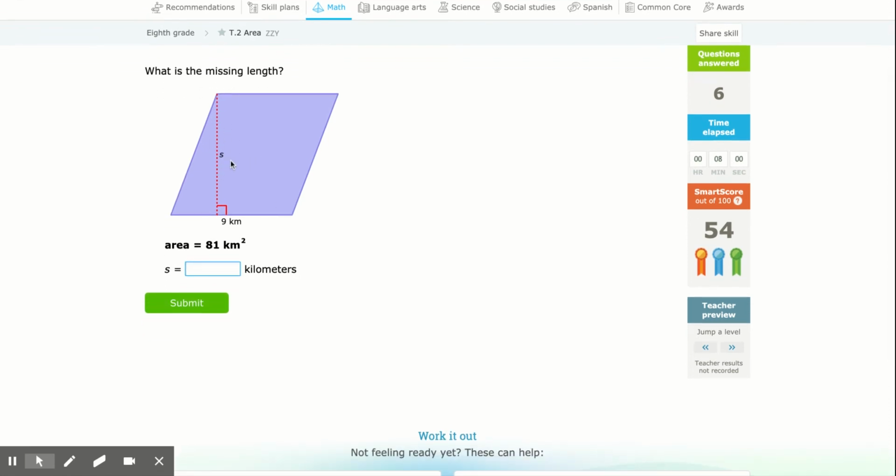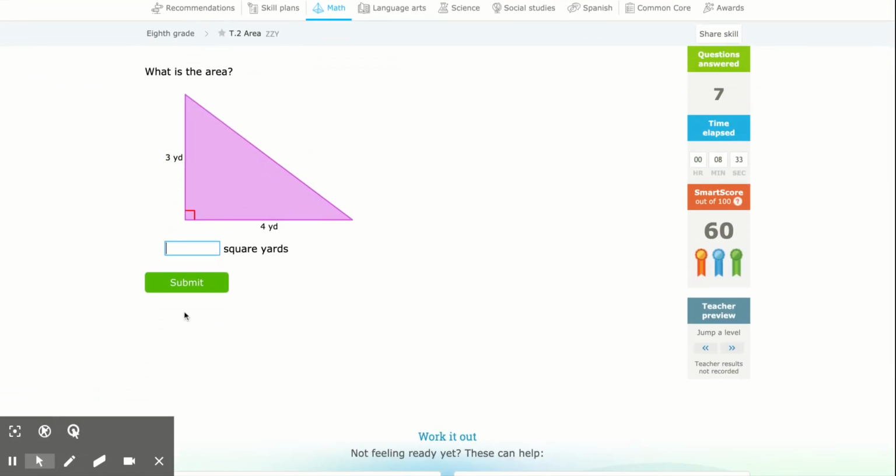Same thing here. We're trying to find the perpendicular height. 81. Oh, and this is a parallelogram, by the way. Parallelograms, the formula is just base times perpendicular height, where the base is one of the two parallel sides. Then you just need a perpendicular distance. So it'd be 9 times s would equal 81, because this is not a trapezoid, it's a parallelogram. So 81 divided by 9 would be 9.